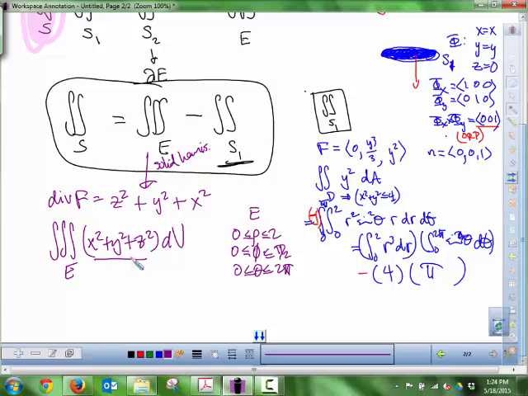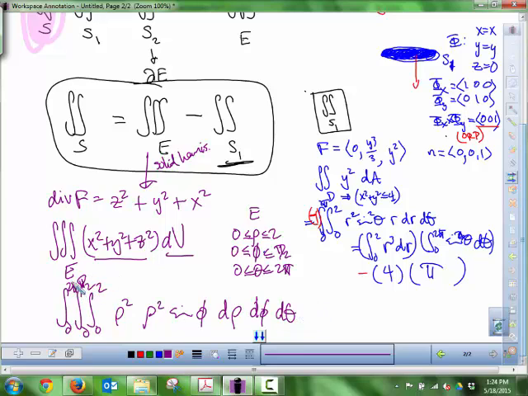And we know that in changing to spherical coordinates, x squared plus y squared plus z squared is equal to rho squared. So we have rho squared. dV changes into what? Rho squared sine phi, for those people that have it memorized. For those that don't, just make sure it's in your notes. Rho goes from 0 to 2. Phi goes from 0 to pi over 2. And theta goes from 0 to 2 pi.